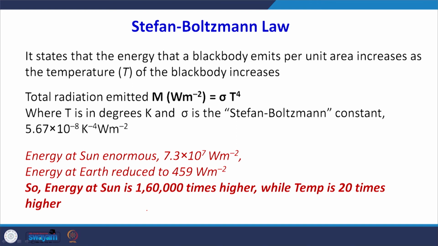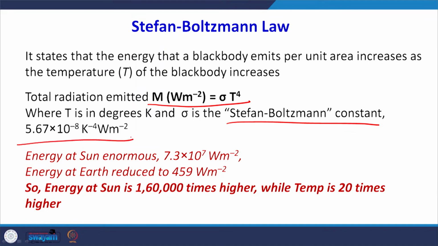There is another law, called the Stefan-Boltzmann law, and this law states that a black body will emit energy per unit area in relation to its temperature. It is directly proportional to the fourth power of the temperature. So M is the total energy emitted by a black body, and it is directly proportional to the fourth power of the temperature, where T is in degrees Kelvin and sigma is the Stefan-Boltzmann constant. So it is again a fixed quantity.